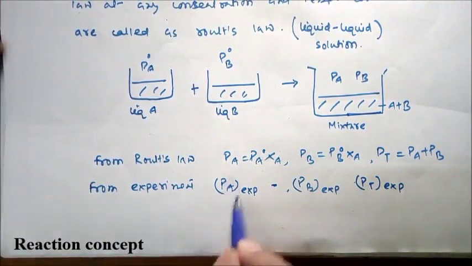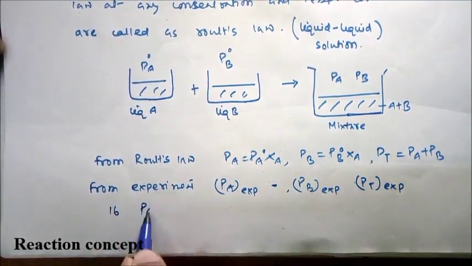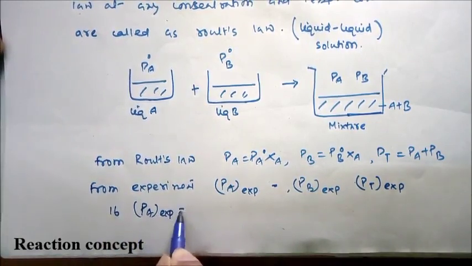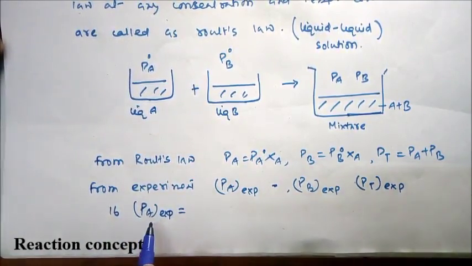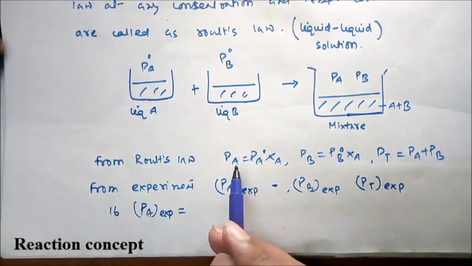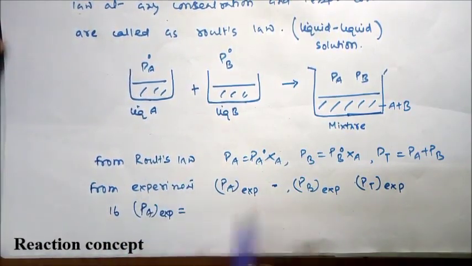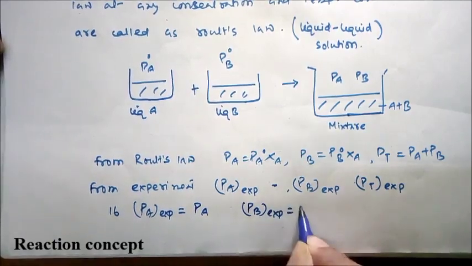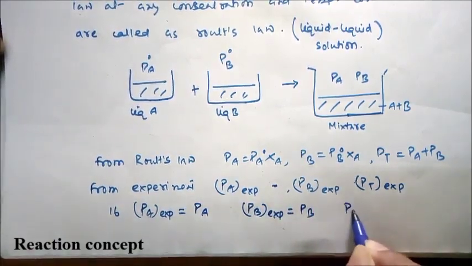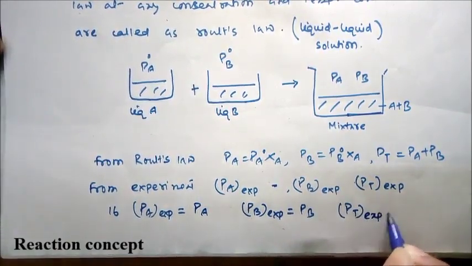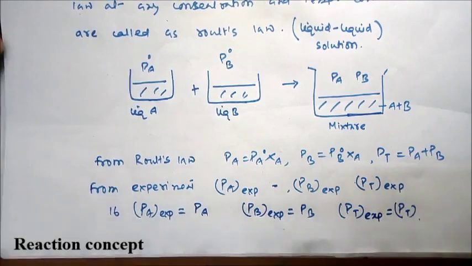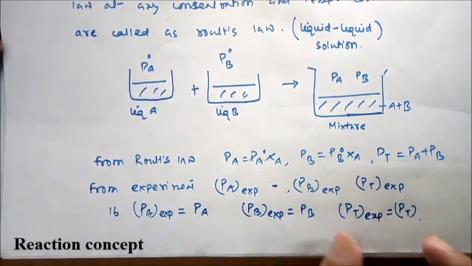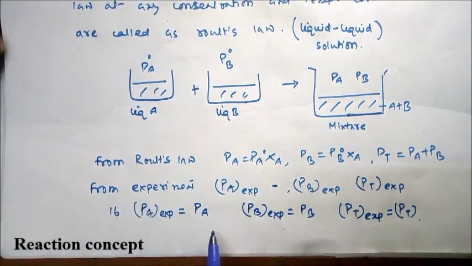So what we have considered is, if PA experimental of the solution, whatever value we have got from the experiment, is equal to the theoretical value from Raoult's law, that is PA, and PB experimental is equal to PB, whereas the experimental total pressure is equal to the total pressure from Raoult's law. If these three conditions are satisfied by a solution, then that solution is said to be an ideal solution.